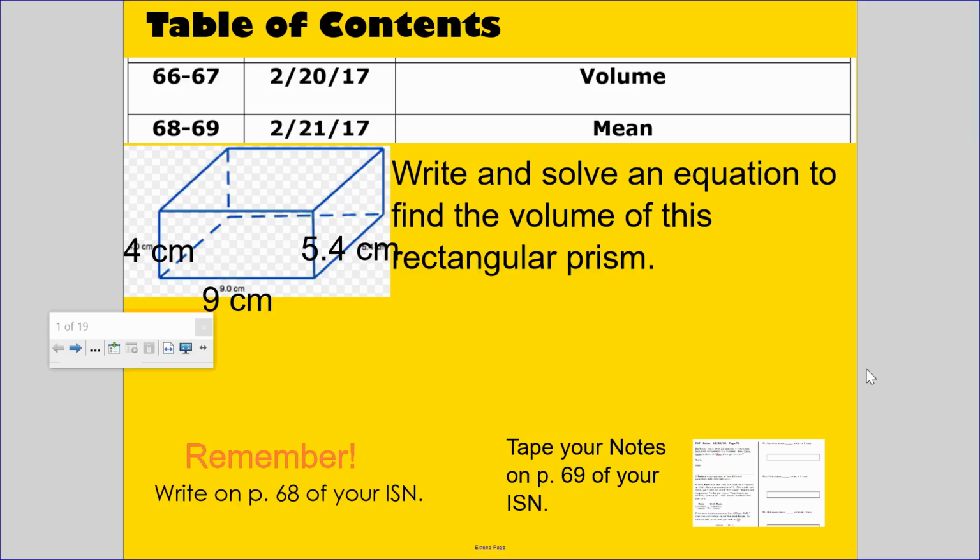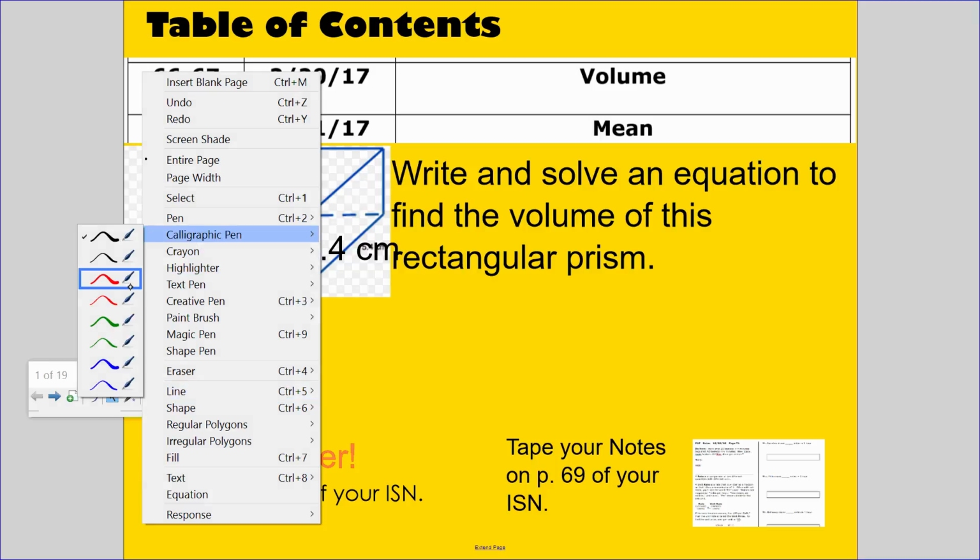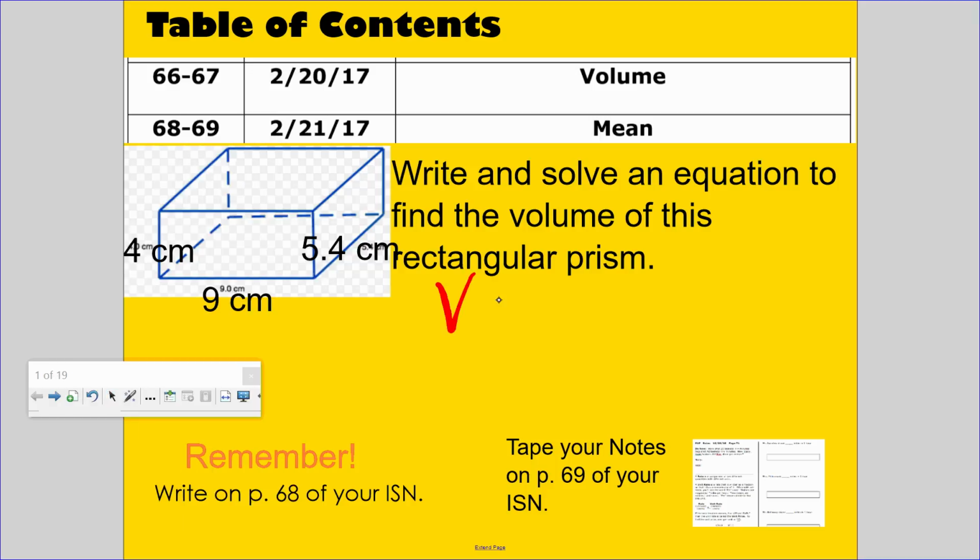So it says in our number routine, write and solve an equation to find the volume of this rectangular prism. If you look at your mathematics reference chart, it says V equals capital B H. Volume is area of base times the height. If you have a rectangular prism, what is the area of the base? It's a rectangle, and that is length times width times height.